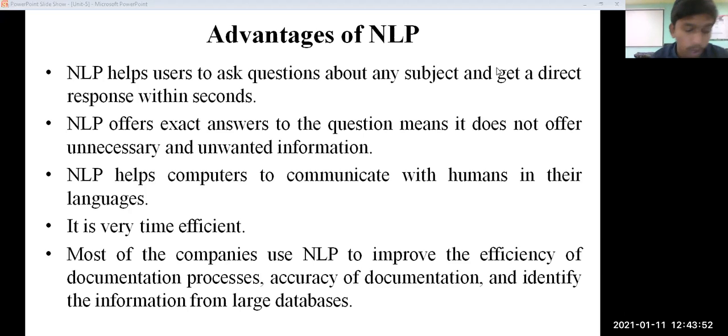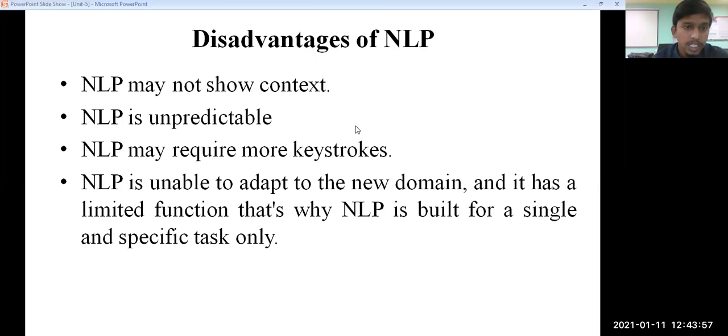Now let's move on to the disadvantages or limitations of natural language processing. NLP may not show the context very well. That is one important problem of NLP. The context might not be clear at times. Again, NLP is unpredictable because of limited training models. If you train your model or algorithm on limited things, then NLP is unpredictable, and also NLP may require more keystrokes.